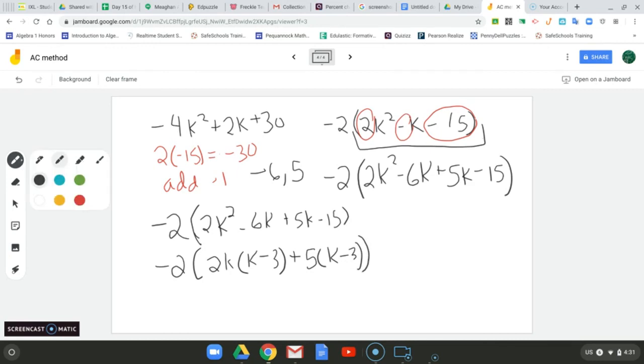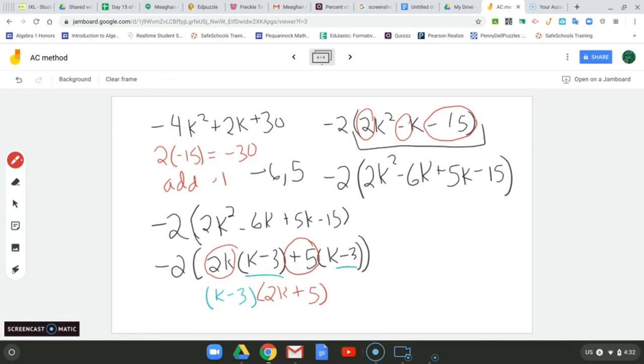So when we look at this, hopefully you could see what your factors are going to be. This k minus 3 is going to be your one factor, right? So we know we're going to have that. And the other factor that we're going to have, again, hopefully you can see it already, is going to be this 2k and this plus 5. So that's going to be 2k plus 5. And don't forget the negative 2 that's in front. And that would be your final answer.